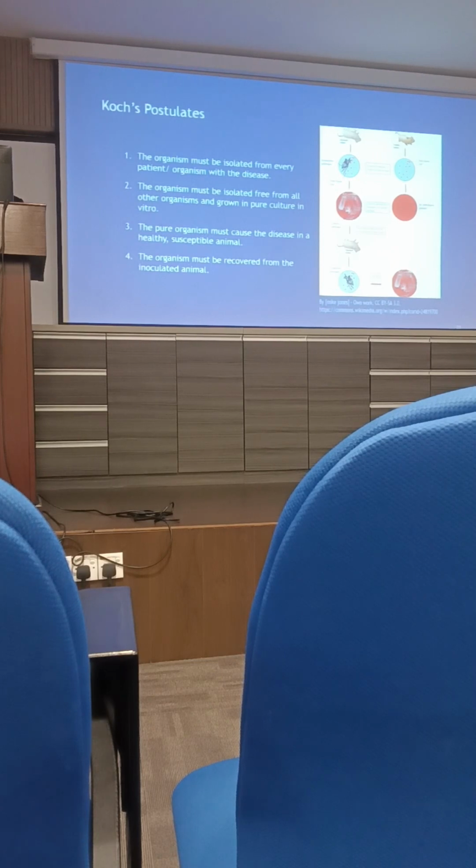Okay, so it must be isolated from every patient. If you say this organism is the cause of this disease, then it must be isolated from every patient who has that disease. And then if you grow it in pure culture in vitro, the organism must be able to be isolated. And then when you put it in an animal, it must infect the animal, and after you inoculate into the animal, you must be able to recover it from the inoculated animal.